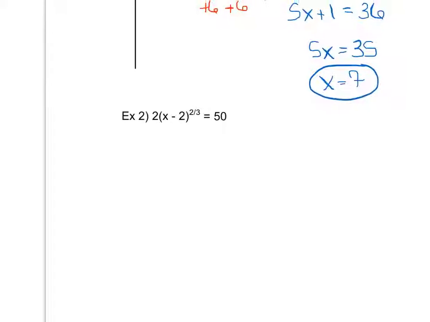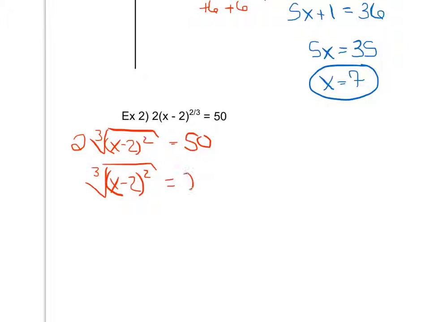Looking at example 2. The first thing I'm going to do is isolate the radical part. If it makes you more comfortable, go ahead and change this to a radical expression. This is 2 times the cube root of x minus 2 squared equals 50. Notice that even though I have a radical and an exponent, since they're not the same, they do not cancel out. So I need to isolate my radical. To get my radical by itself, I have to divide by 2, giving me the cube root of x minus 2 squared equals 25.